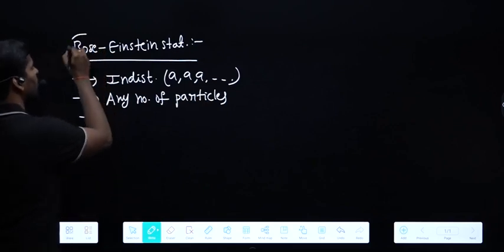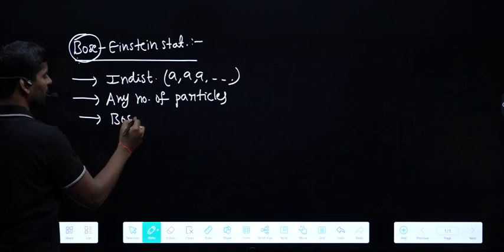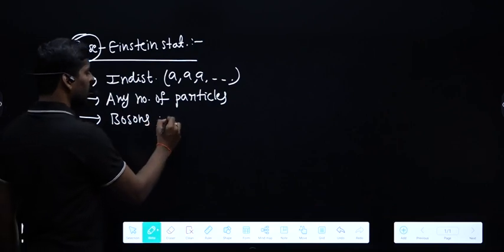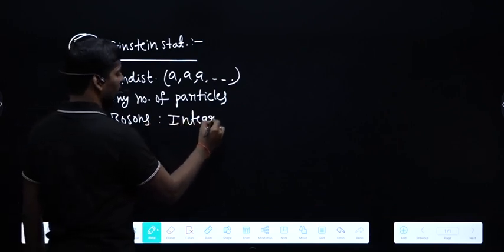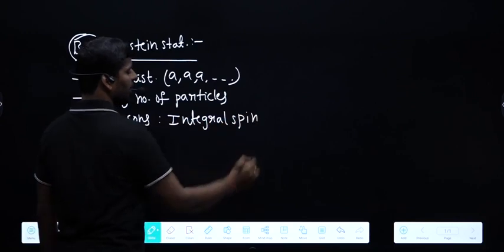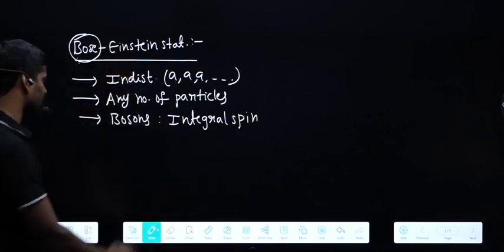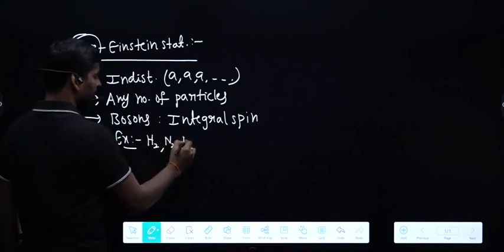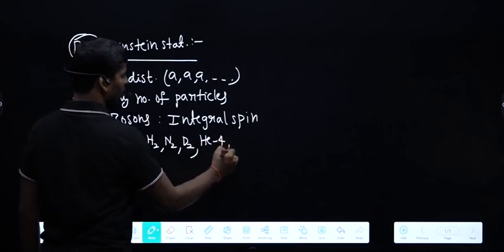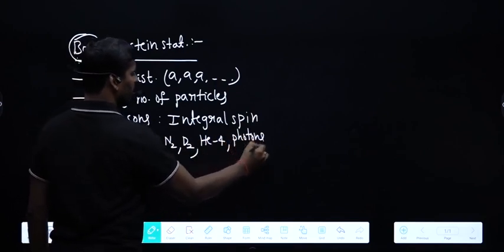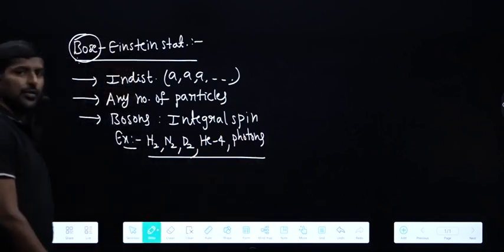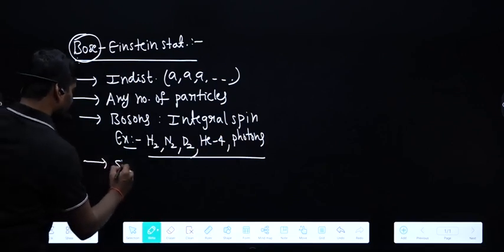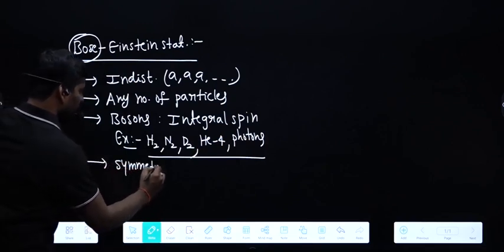The particles which follow this statistics are called bosons. The particles having integral spin follow this type of statistics. The examples you may remember: H2, N2, D2, helium-4 and photons. These are some examples of particles which have integral spin, so they follow Bose-Einstein statistics, and they possess symmetric wave functions. And bosons possess what?